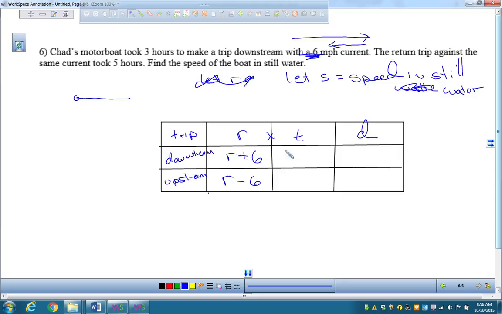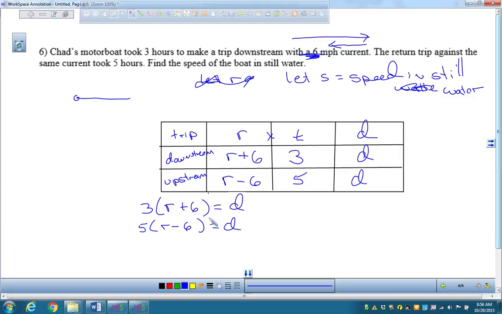So R plus 6, with the current, it takes 3 hours. And D is the distance. You don't know what the distance is, but we're just going to call that D. And R minus 6, it takes him 5 hours, which makes sense because he's going slower, and that's equal to the distance. So you have one equation that's R plus 6 times 3 equals D, and 5 times R minus 6 is equal to the same distance.